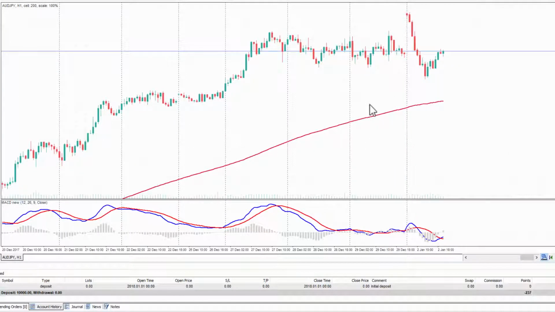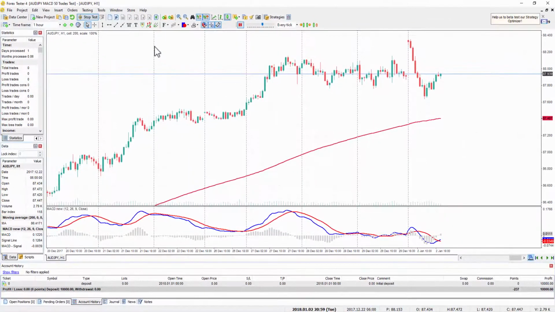Okay, so we have an uptrend as the price is above the 200 EMA, and we have a crossover below the zero. What this means is I'm going to enter a trade.